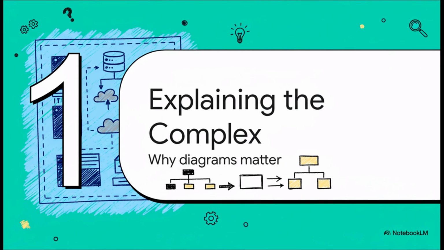Okay, section 1, explaining the complex. You know, think about building a car today. You've got the engine, the electronics, the software, the safety systems, hundreds of different parts that all have to work together perfectly. Well, building software is exactly like that. There are so many moving pieces, and if just one person misunderstands something, it can lead to total chaos. That's why these visual tools aren't just a nice-to-have, they are absolutely essential.